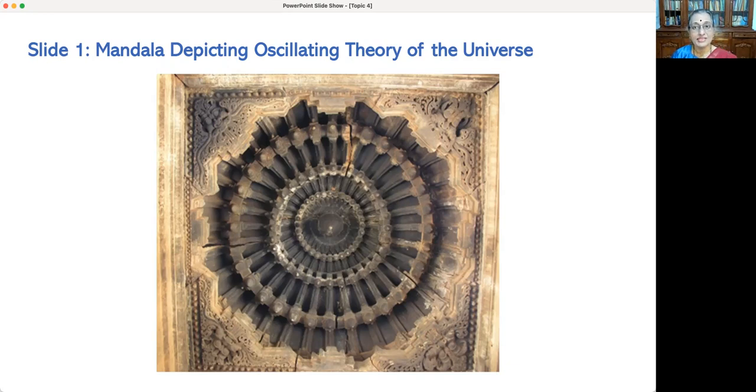All conical buds are connected by longitudinal strips to the source point. They are uniform in all directions. They increase in size from the inner to the outer circle. Finally, it is enclosed in a square boundary. Let's now study the interpretation of this mandala.